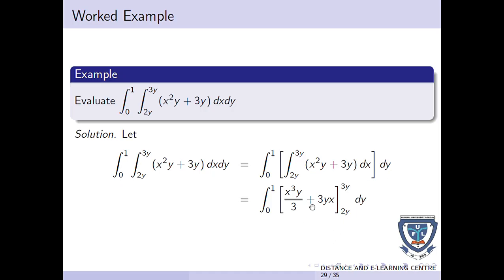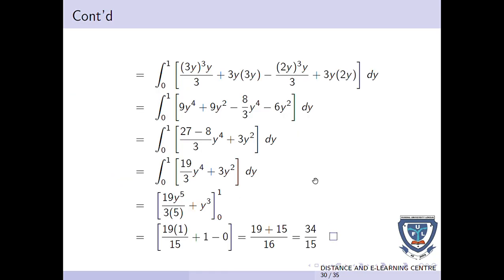The integral from 0 to 1 of x cubed y over 3 + 3yx over the interval 2y to 3y dy. Now, when you continue with the simplification and collection of like terms, you're going to have the final integral over 0 to 1 of 19 over 3 y to the power 4 + 3y squared dy. Over the interval 0 to 1, you're going to have 34 over 15.